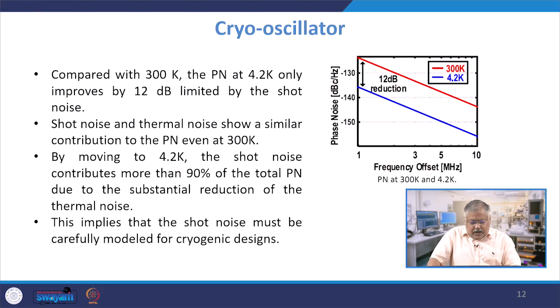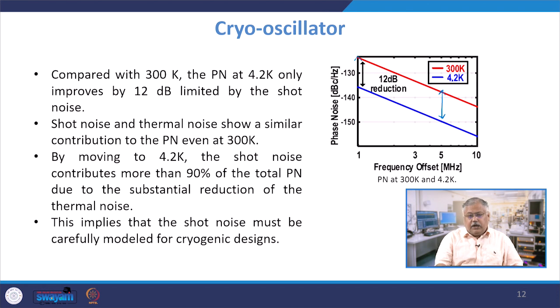Now if you compare this with 300 Kelvin, the right hand side, if you look very carefully, is the plot of phase noise versus frequency. You can see that the phase noise, in the negative sense, goes on increasing as you make your offset frequency larger and larger. And obviously at 4.2 Kelvin it is relatively lower as compared to 300 Kelvin. As you can see here, this is 300 Kelvin, this is 400 Kelvin, and my x axis is in log scale, mind you.